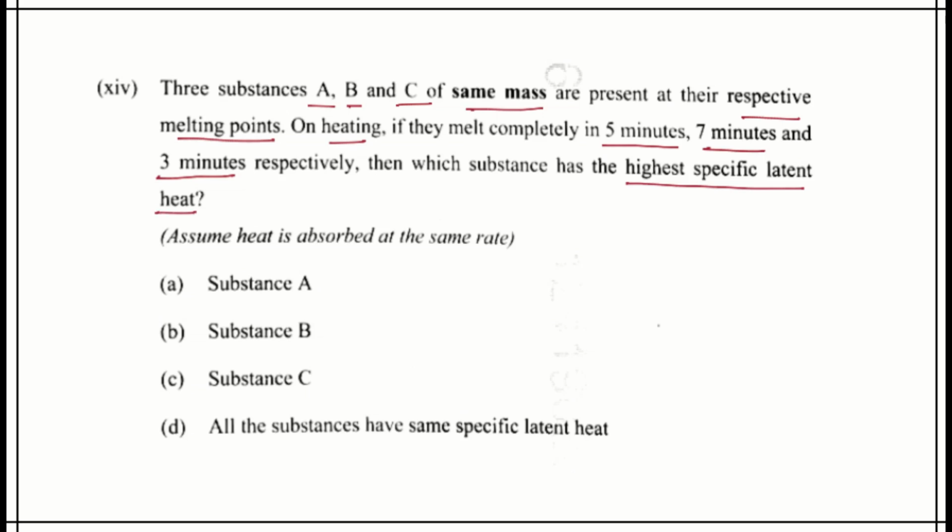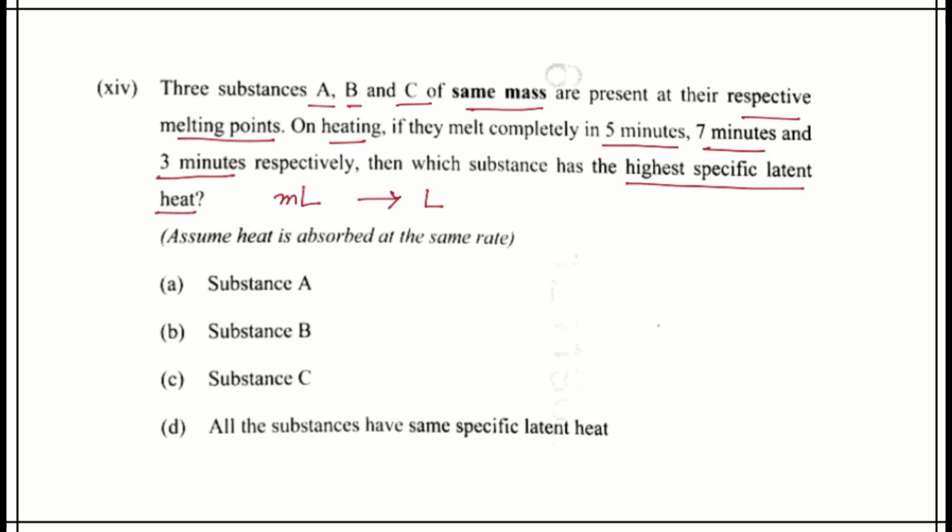So our formula will be heat is equal to m into L. They have the same mass, so no need to worry about mass. We are only concerned with the specific latent heat. Latent heat depends on the individual substance. Therefore, the substance which has the highest specific latent heat will take more time to melt.